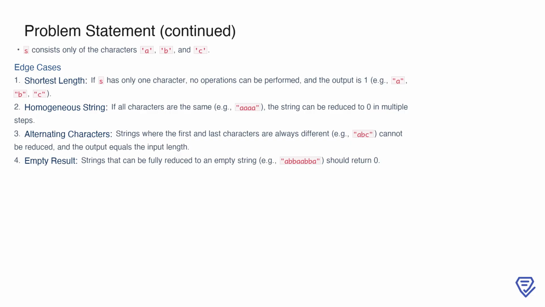For strings with alternating characters, such as ABC, no operations are possible because the first and last characters will always differ, so the output is the original length of the string. Finally, strings like ABA that can be fully reduced to an empty string would also have an output of 0. These edge cases help us better understand the problem and how to handle various input scenarios.